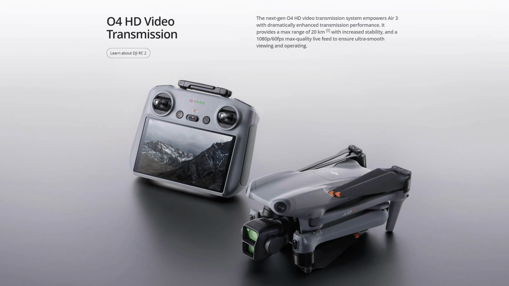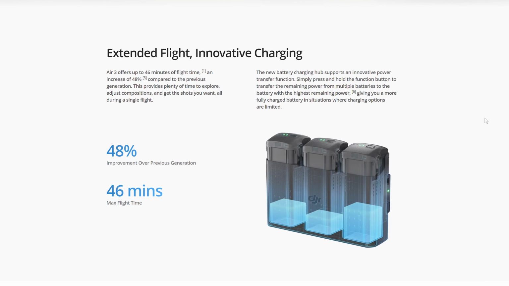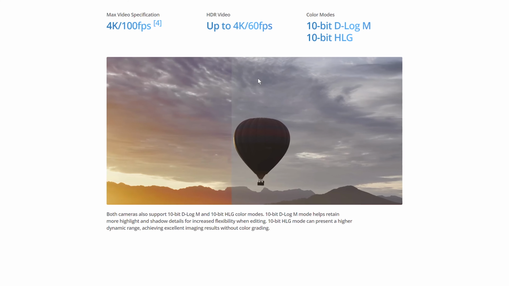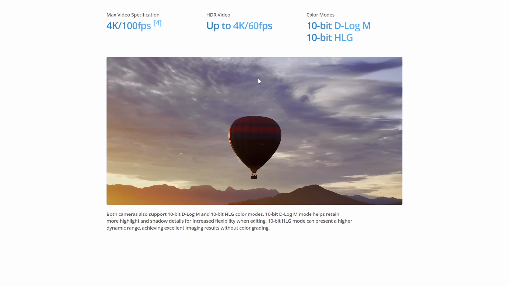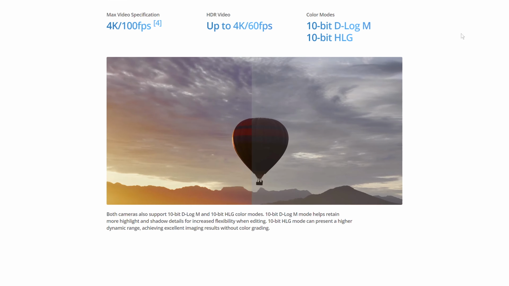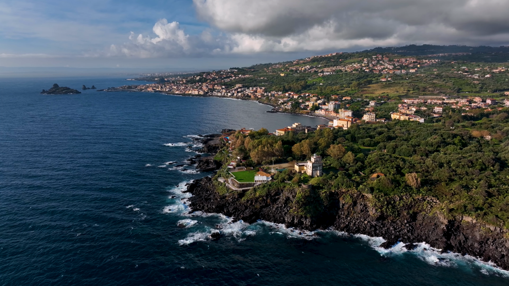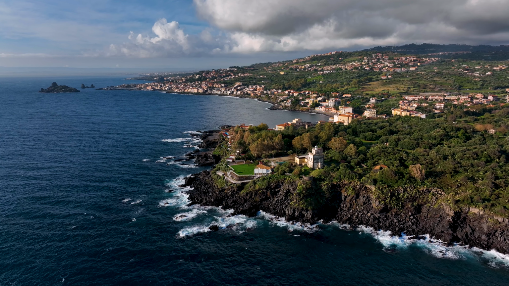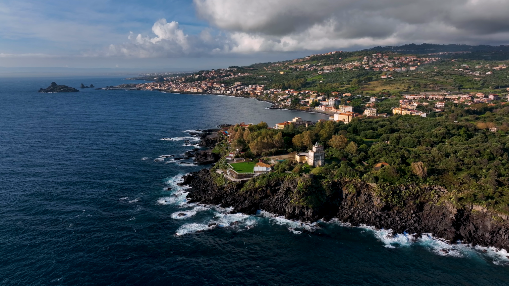The new features of the Air 3 include a much improved signal transmission, the only real weak point of the Mini 3 Pro, a much longer battery life announced at 46 minutes versus 34 for the Mini 3 Pro, higher speed and wind resistance, two 10-bit color modes, D-Log and XLG, besides the 8-bit normal, and a frame rate of 100 FPS at 4K for super slow motion.